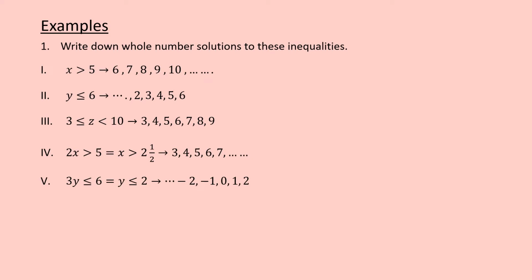Next one. It is 3y is less than or equal to 6. Dividing both sides by 3, we obtain y is less than or equal to 2. The whole number solutions are -2, -1, 0, 1, 2.